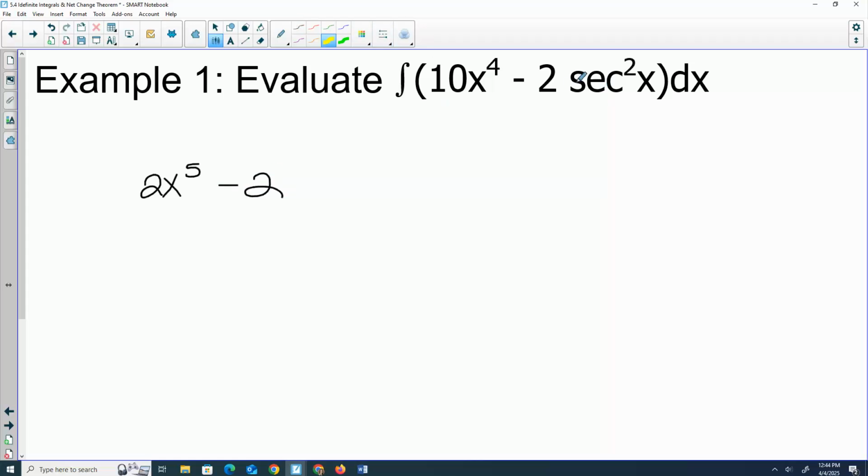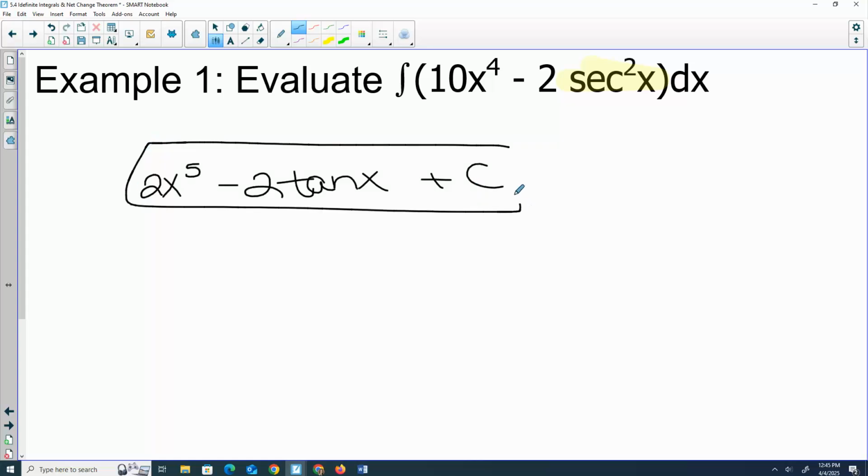Minus 2. What has a derivative of secant squared? Tangent. Look at you guys. And then, what else do you need? Cosine makes negative sine, and sine makes cosine.